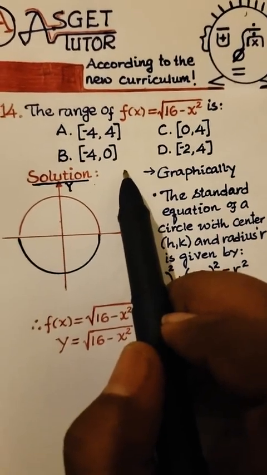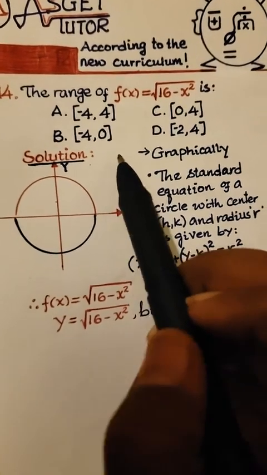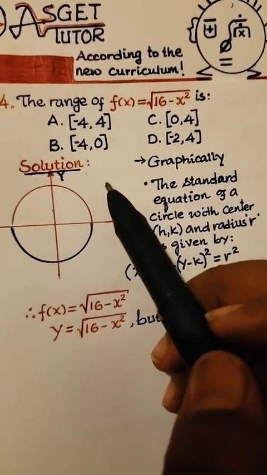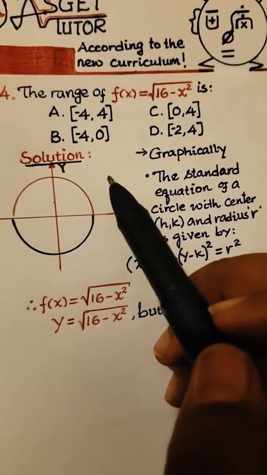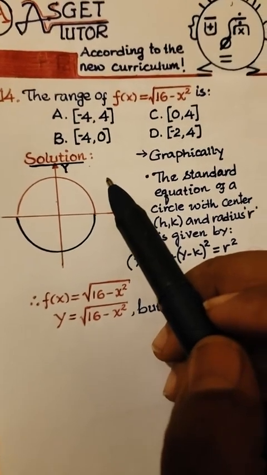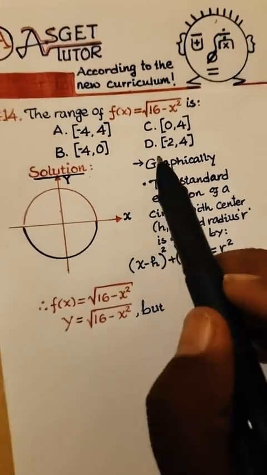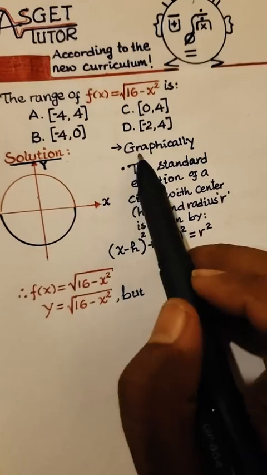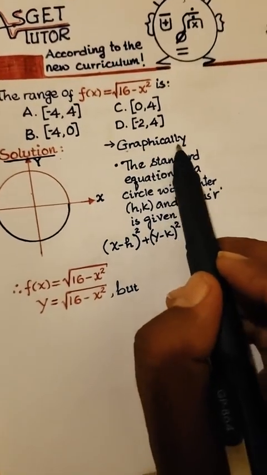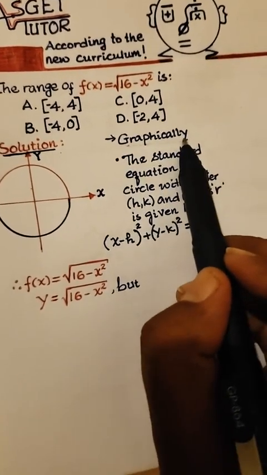Now, whenever we are finding the range of different functions, we may find the range just by finding the domain of an inverse function, or we can also find the range of the function graphically. In this particular question, I'm going to use the graphical method of finding the range of functions.